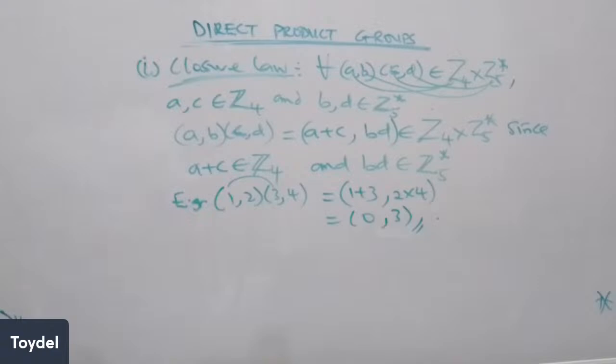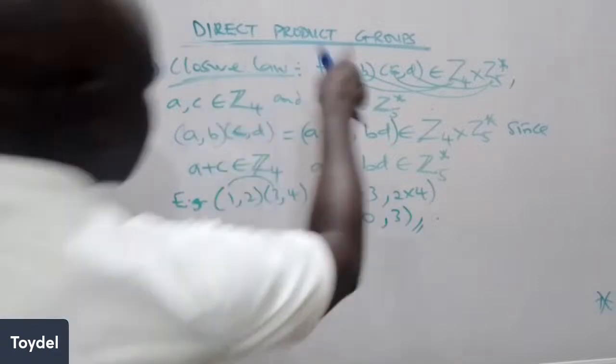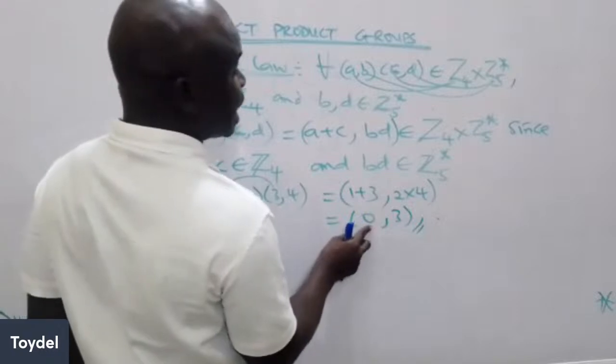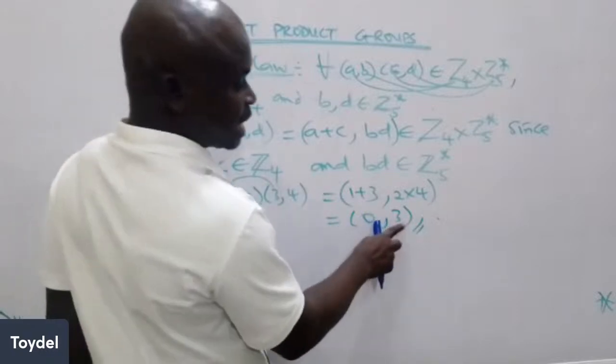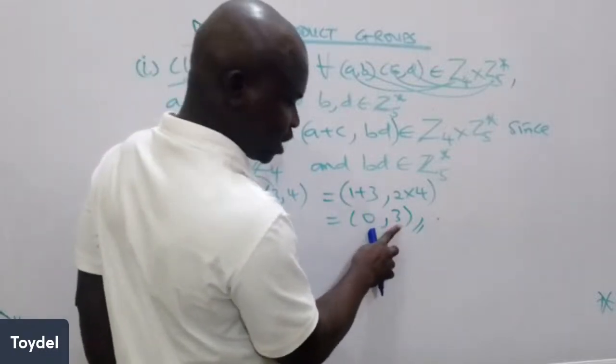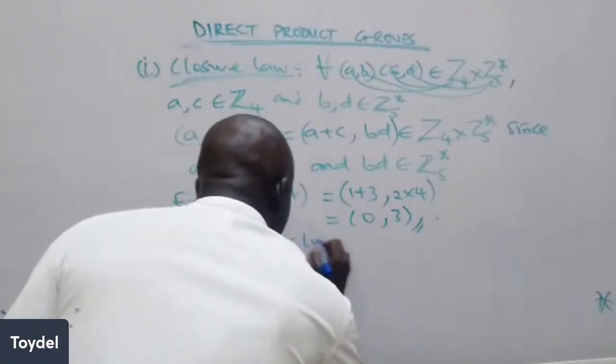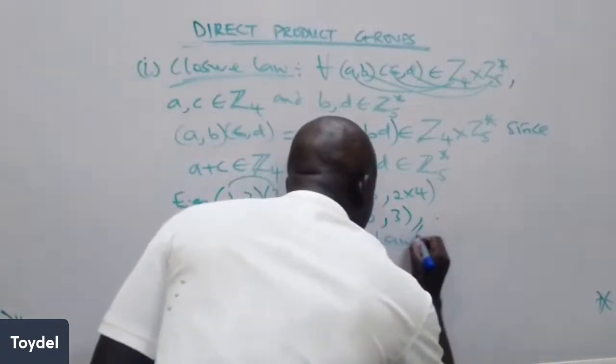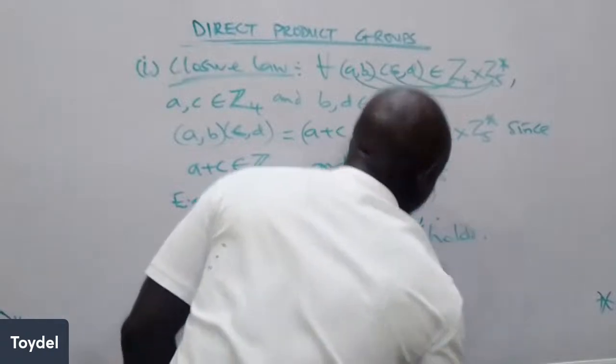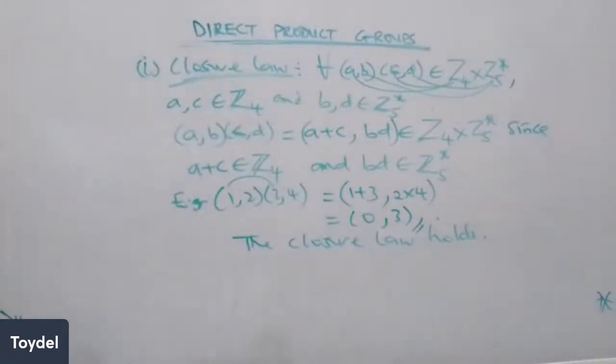I hope we understand what I'm talking about. Since we are able to get this, when you check the elements, 0 is in Z4, and if you check the elements in Z5 asterisk, 3 is there. Therefore, we now conclude that the closure law holds. We have been able to show that the closure law holds.